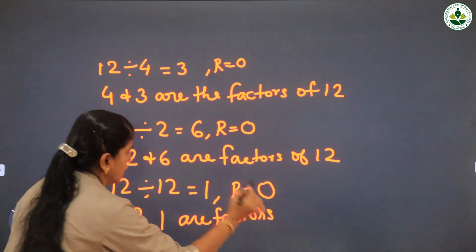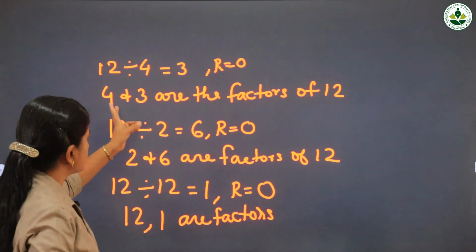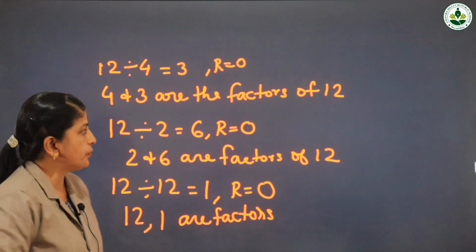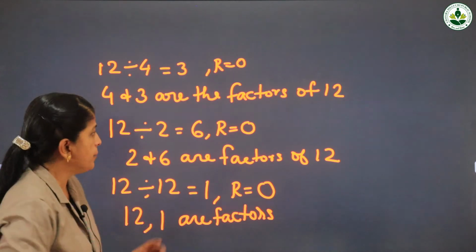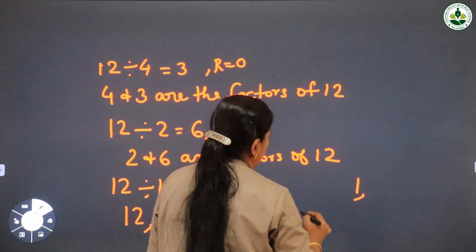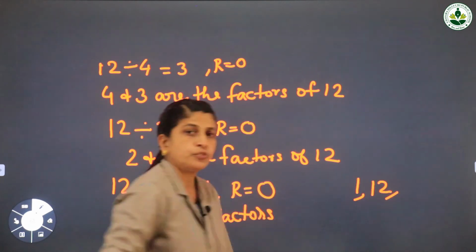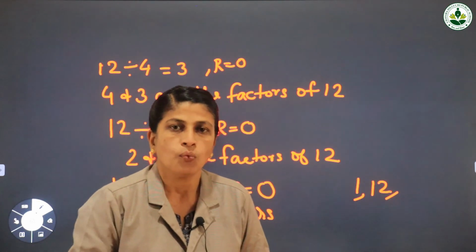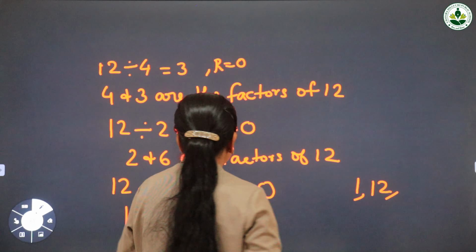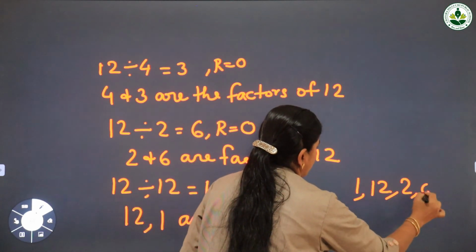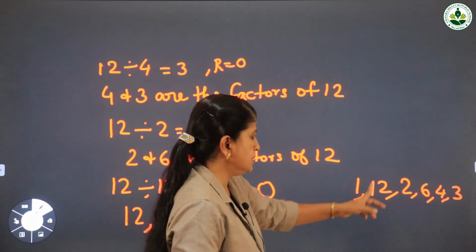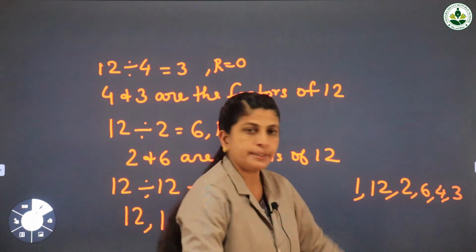Therefore, how many factors did we get? In the first set, 4 and 3 are the factors. In the second one, 2 and 6 are the factors, and 12 and 1. Therefore, we got 6 factors for the number 12. Which are the factors of 12? 1 is a factor and that number itself is a factor. For any number, remember, 1 and that number are the factors. Okay. Then 1 and 12, then 2 and 6 and 4 and 3. Therefore, the factors of 12 are 1, 12, 2, 6, 4 and 3.